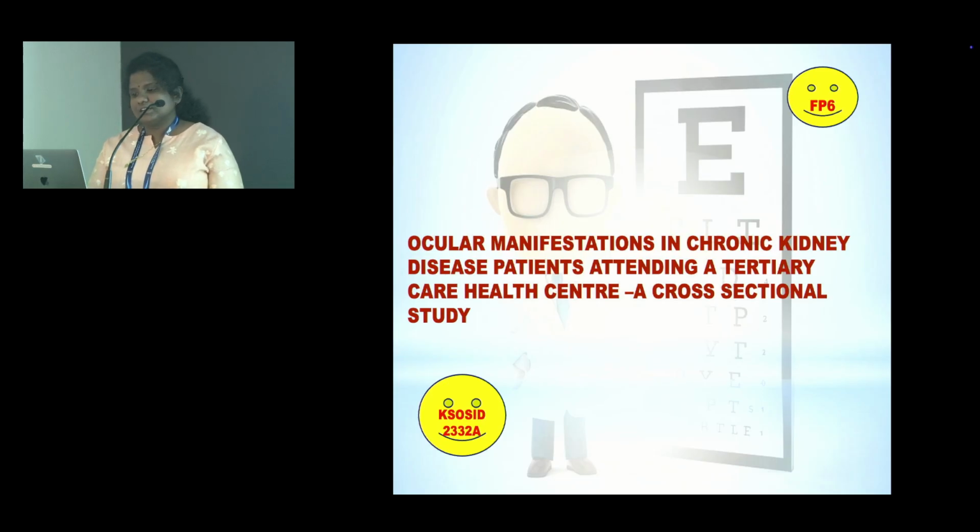Today I'm going to present a topic on ocular manifestations in chronic kidney disease patients attending a tertiary care health center, a cross-sectional study. CKD is decreased kidney function or markers of kidney damage, or both, for at least 3 months. Both the kidneys and the eye can be involved, either because both organs are the target of the same disease process or because the ocular disease is a result of renal involvement.